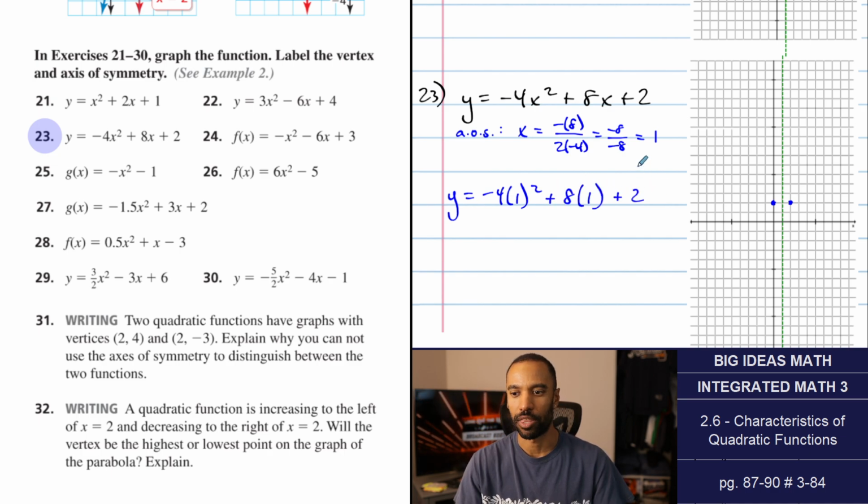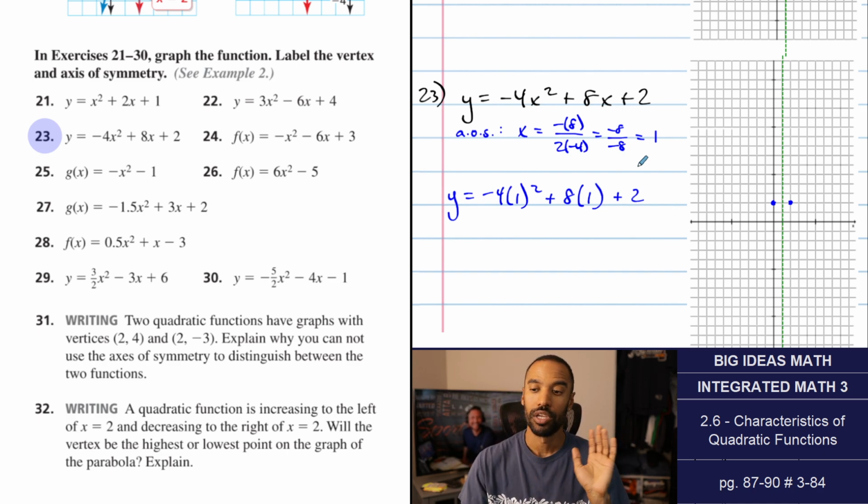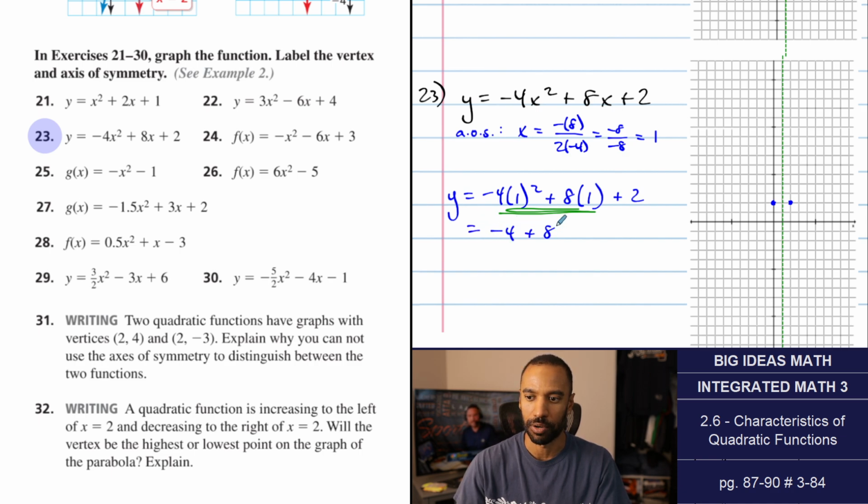Now, I mentioned this, by the way, this is another pattern I want to call out. I've mentioned this in previous things in IM2. You might notice that the first two terms in standard form, when plugging in the x value of the vertex, will always change this sign. Like, hold on, this becomes negative 4 plus 8, right? And then plus 2. Negative 4 plus 8 turns to positive 4. It takes whatever this number is and turns it positive.